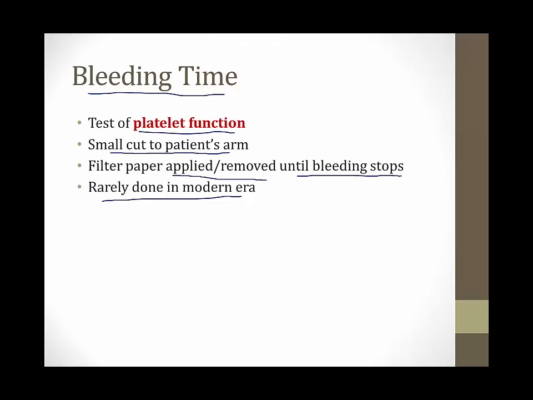You would then record the time it took for bleeding to stop, and that was the test called a bleeding time. This is a test of platelet function because this type of very superficial bleeding on the skin is heavily dependent on normal platelet function in order for the bleeding to stop. So the bleeding time would rise when there was a problem with the platelets.